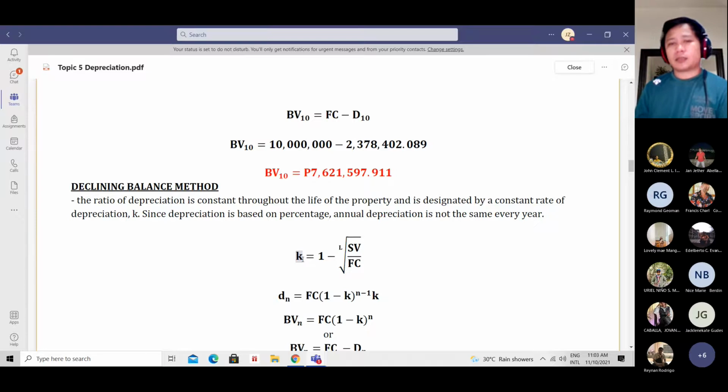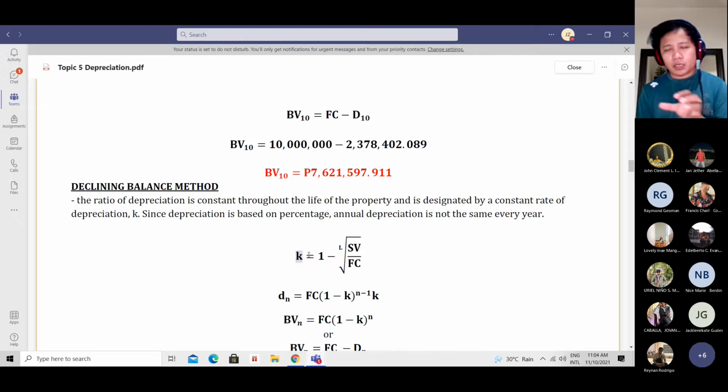So, since the depreciation is based on percentage, of course, the amount of depreciation every year will not be the same. So, why will it not be the same? Because, for example, on the first year, your equipment has an equivalent value of 1,000 pesos. So if there is a 10% depreciation, 10% of 1,000, you will have 100. So 1,000 minus 100, the remaining value will be 900.